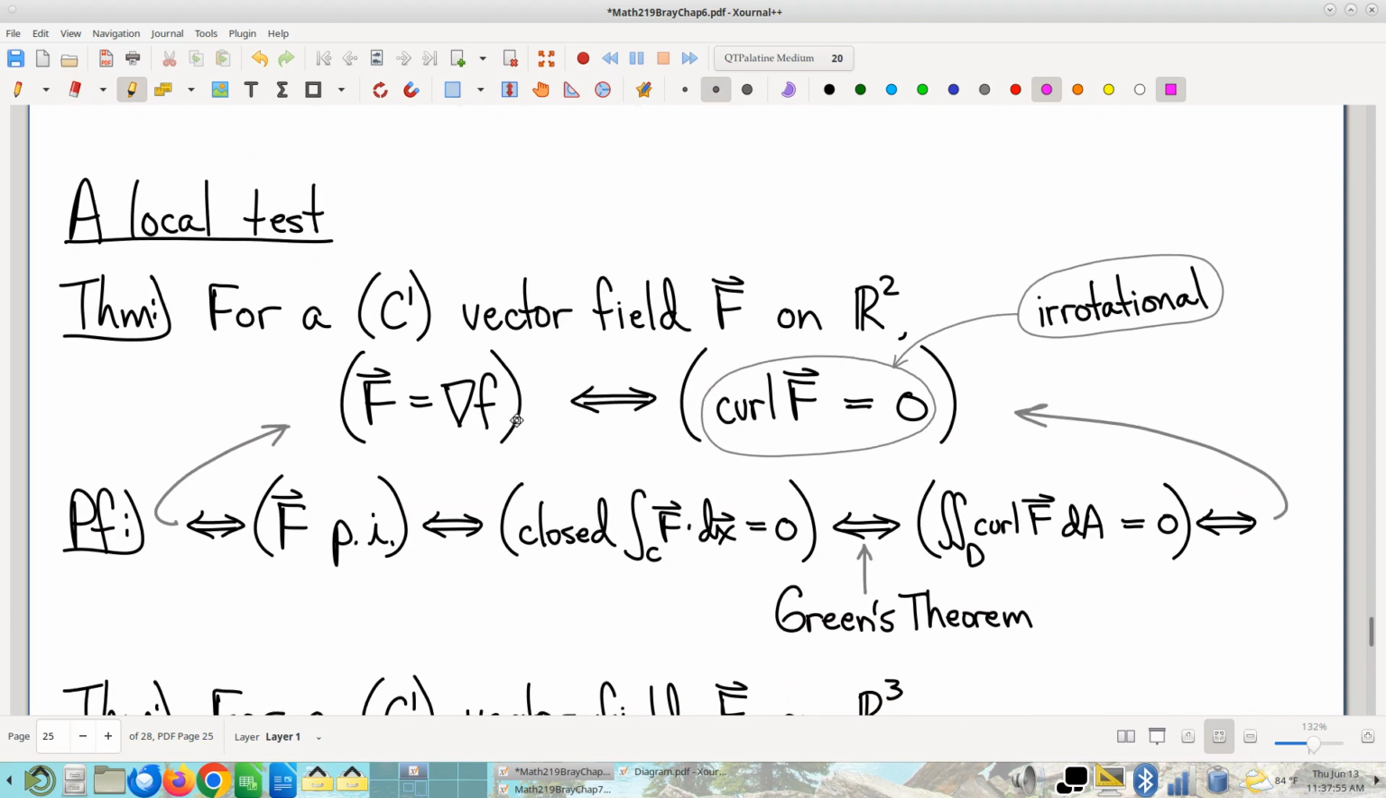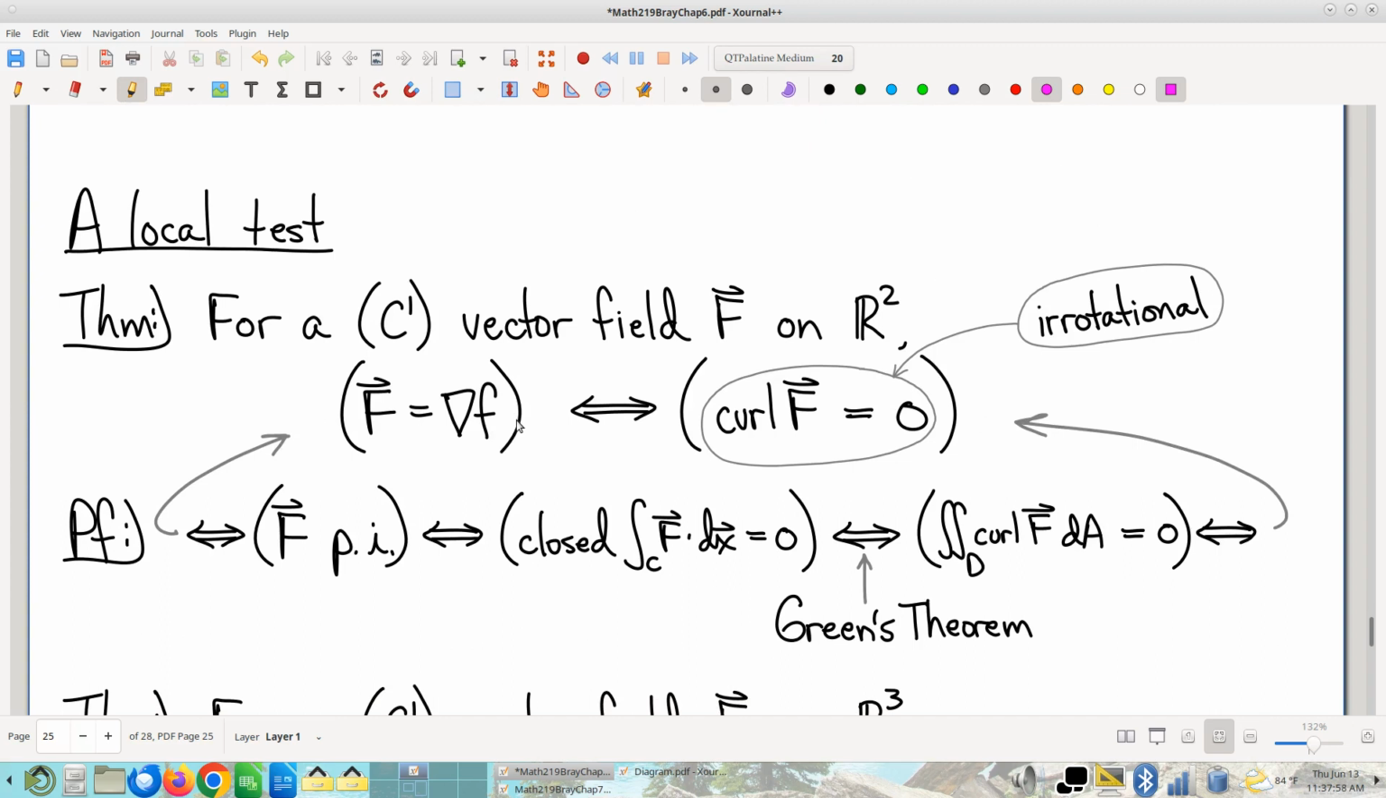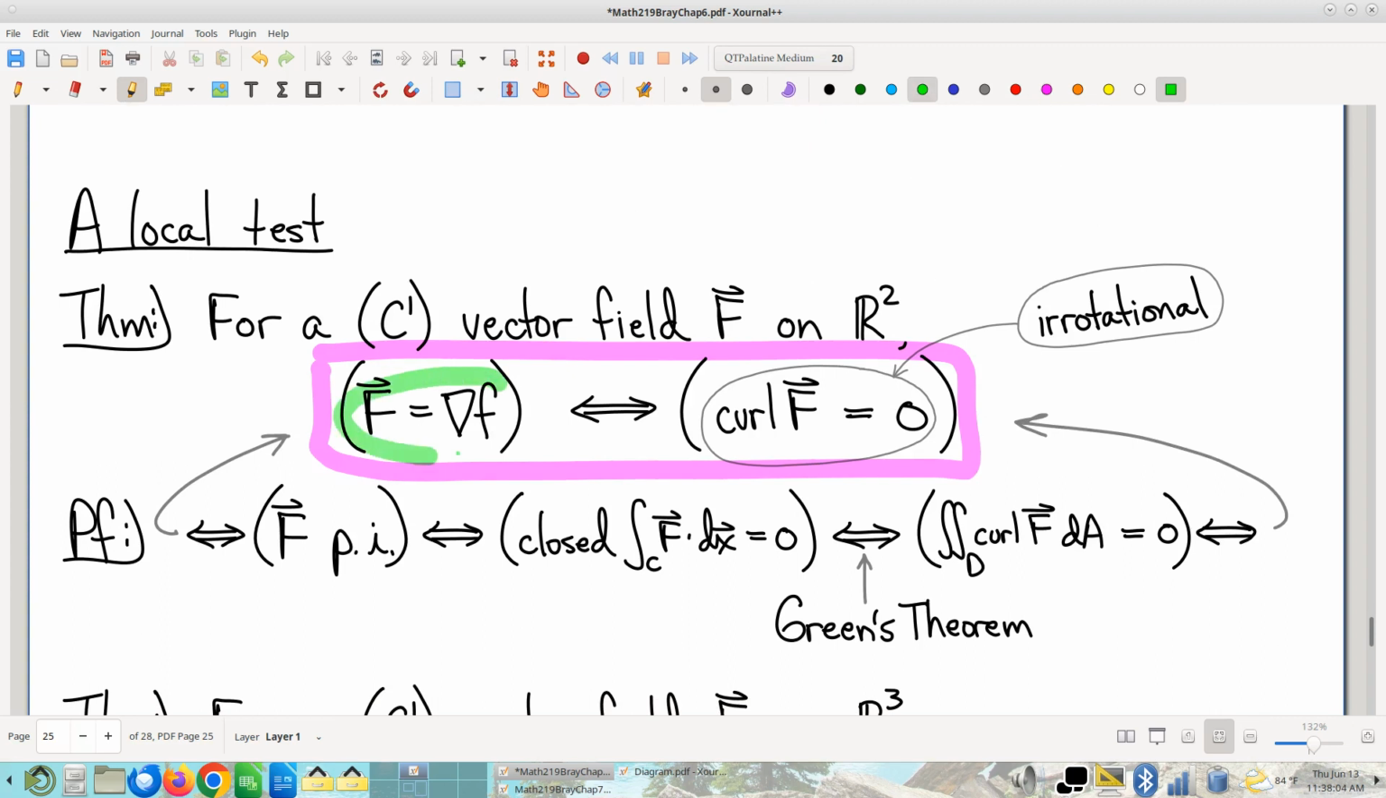There's a lovely little idea here. Let me just go right to the result, and that is a vector field being a gradient, namely a vector field being path independent.